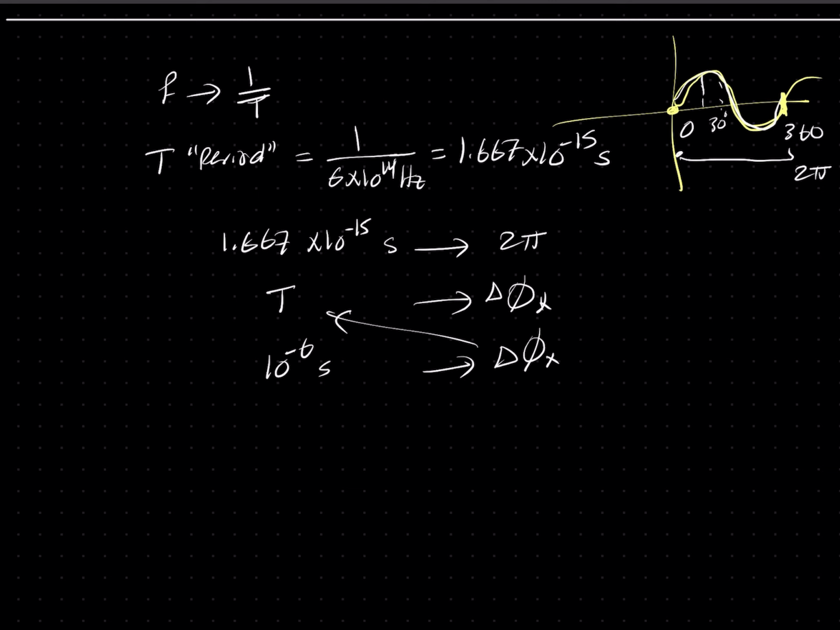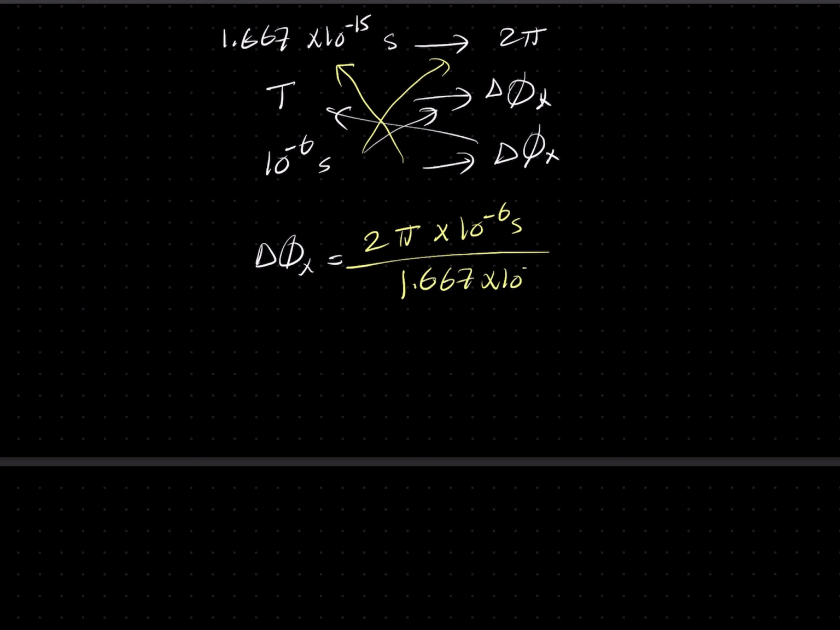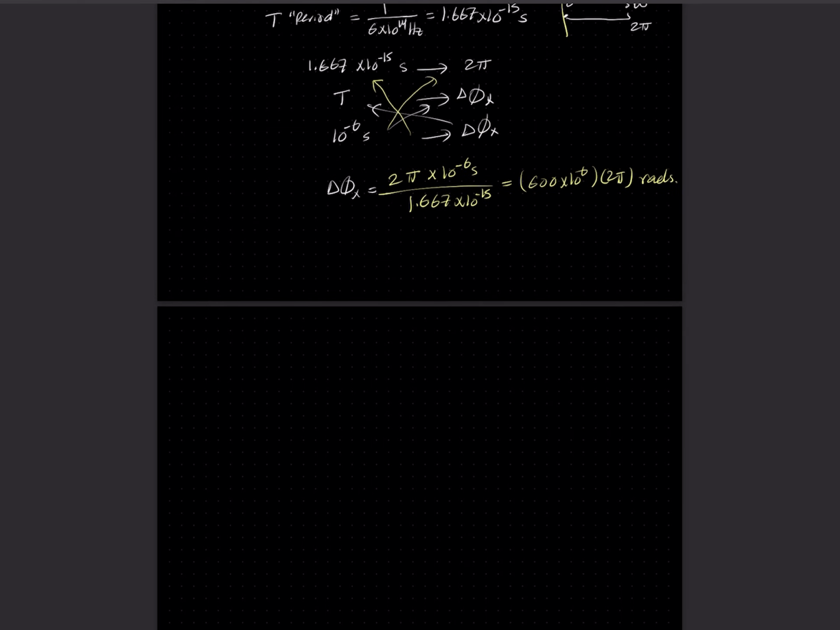So we can cross multiply again, and we'll have delta phi is going to be 2 pi times 10 to the power minus 6 seconds divided by 1.667 times 10 to the power minus 15, which would give us 600 times 10 to the power 6, all times 2 pi radians. All right. Can we solve this using the same approach we used before?